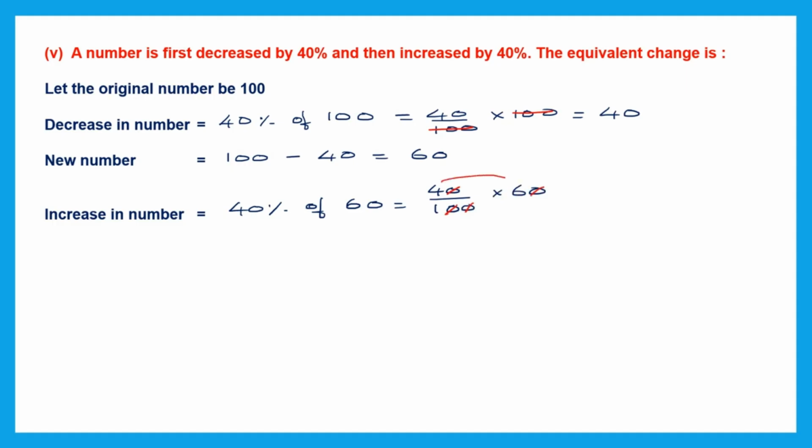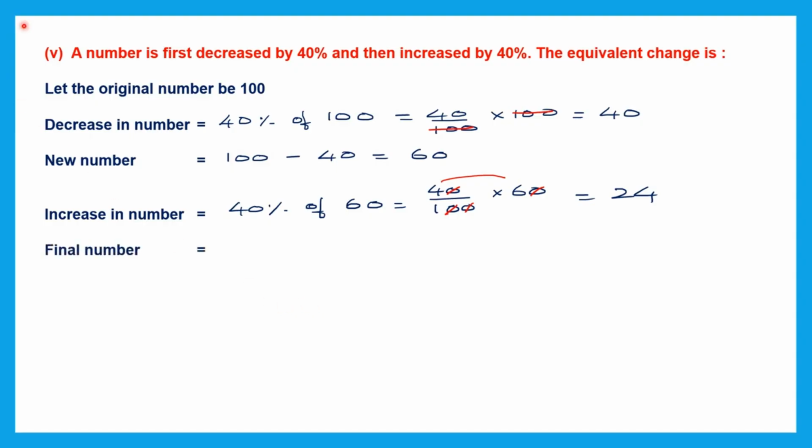So we just have 4 into 6. 4 6s are 24. So now let's go through this again. We have the original number that has decreased by 40% and now it's become 60. From there it has increased and now it's become 24. So what is the new number? That is the final number.